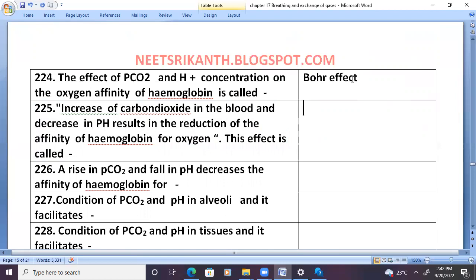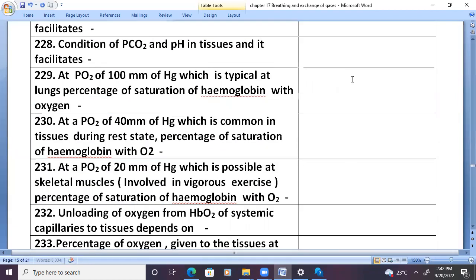Increase of carbon dioxide in the blood and decrease in pH results in the reduction of the affinity of hemoglobin for oxygen. This effect is called Bohr effect. Rise in PCO2 and fall in pH decreases the affinity of hemoglobin for oxygen. Condition of PCO2 and pH in tissues and it facilitates.